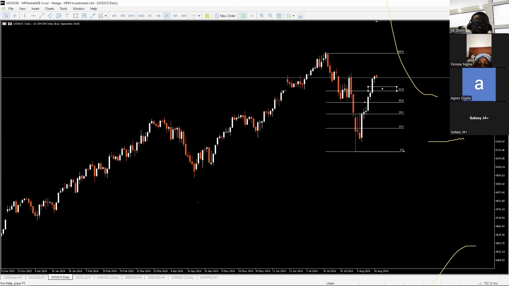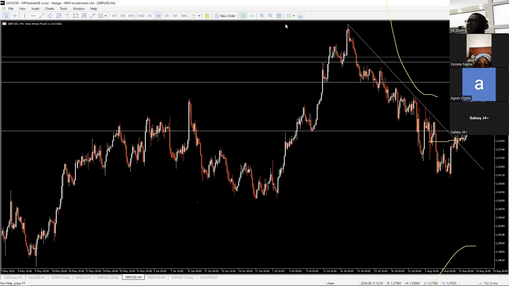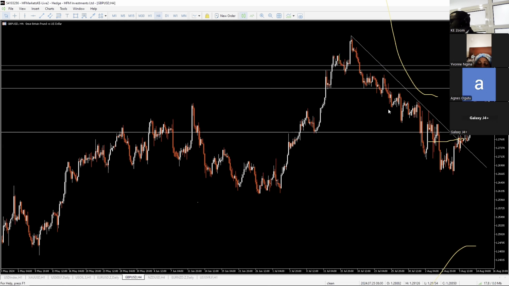So the other assets, of course, currencies. Let us look at the GBP USD. The British pound is touching a 1 month high right now. It has been rallying. So this was our trade on Friday. It was a very good trade with the British pound. I hope you guys took it.